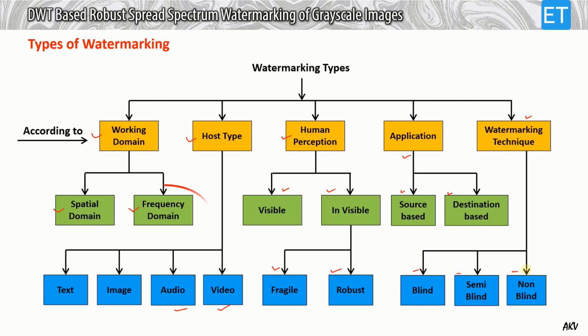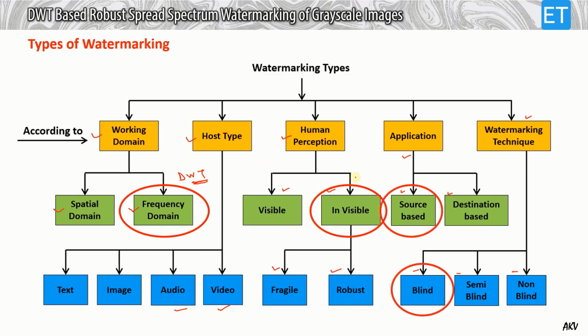So in this video, I'm going to cover the frequency domain approach. For that, we will use the discrete wavelet transform to represent the image in frequency domain. And we'll go for invisible watermarking, source based, and we will go for blind watermarking, which is robust, and of course for image watermarking.